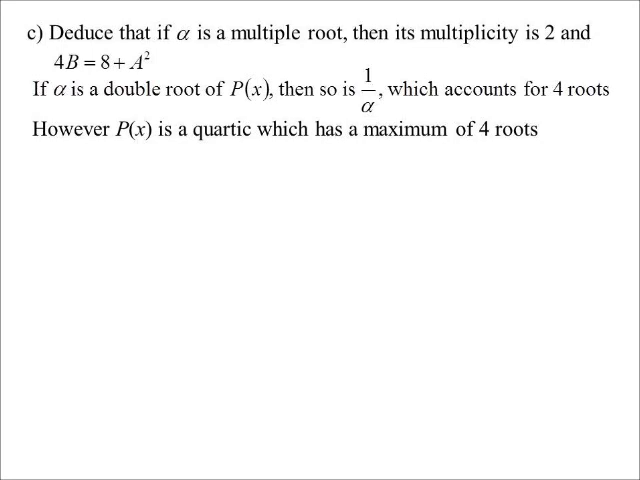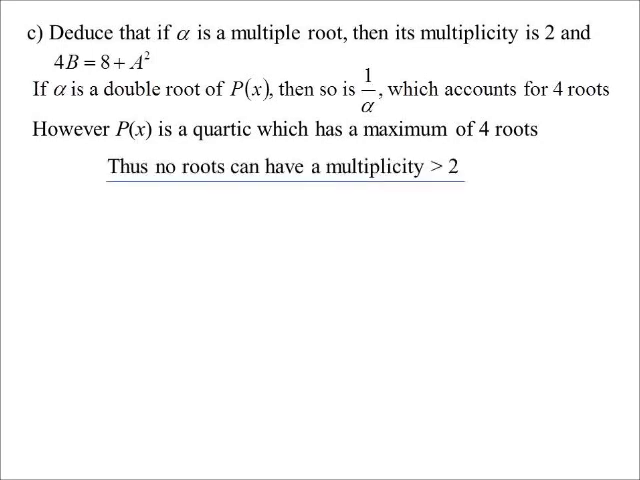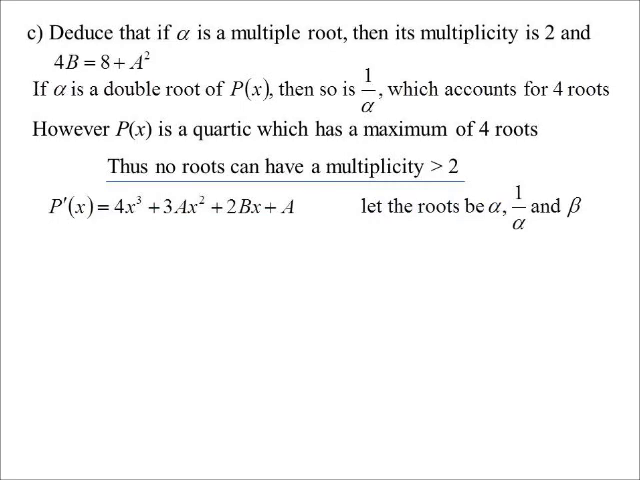So what we're saying is that if alpha is a multiple root, then it could only be of multiplicity 2. So if alpha is a double root, then that's it. You can't have any more alphas in there, because the other 2 will be the 1/alphas. So it's a quartic, got a maximum of 4 roots. So no roots, therefore, could have multiplicity greater than 2. Now, the next bit, proving that 4b is 8 + a². Well, differentiate it, because we now know it's a double root.